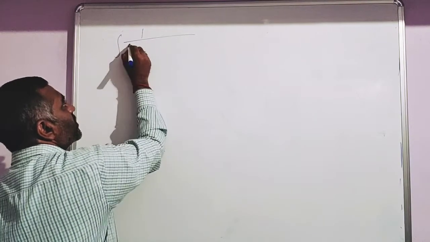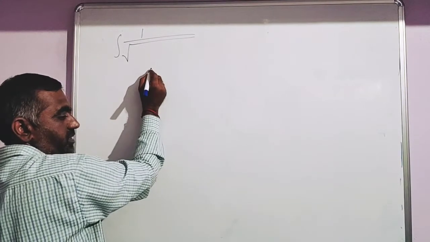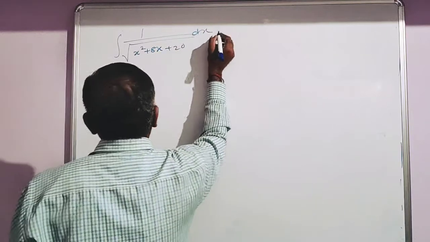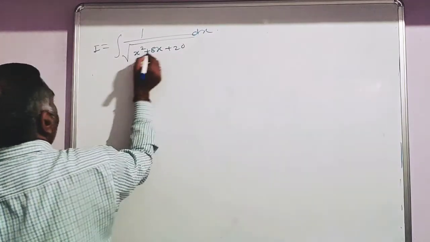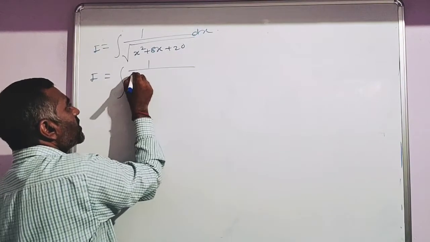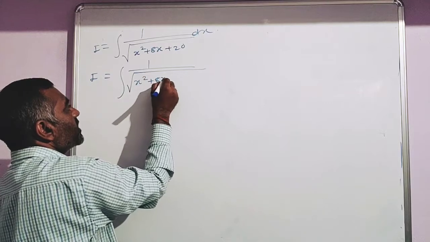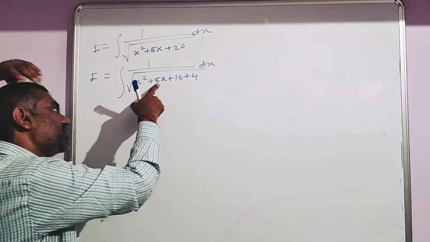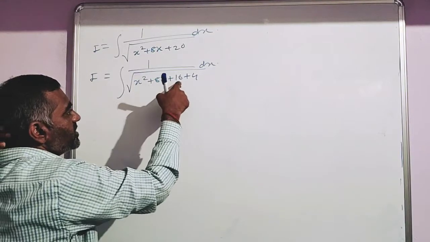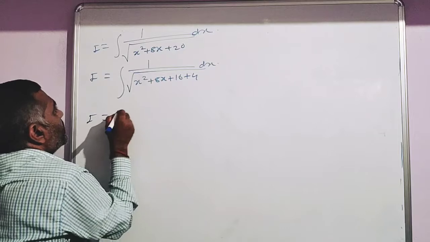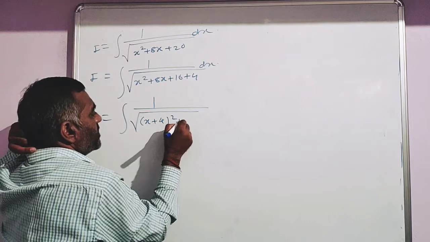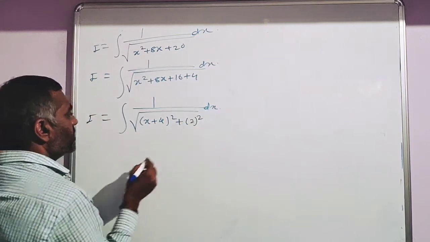Integration of 1 upon under root x square plus 8x plus 20. Here, integration of 1 upon under root x square plus 8x plus 16 plus 4 dx. Why? Because half into coefficient of x, that is 8, half into 8 is 4, 4 square 16, 20 will be 16 plus 4. 1 upon under root x plus 4 whole bracket square plus 4 means 2 bracket square.